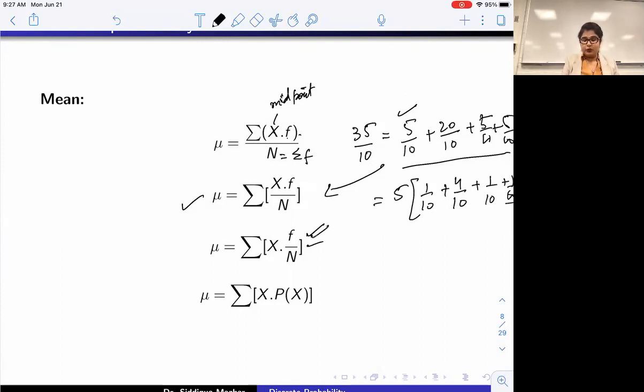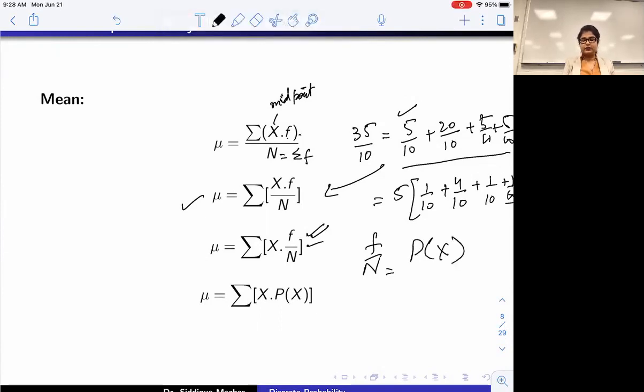And then what does it mean? F by n, what is it? F is the frequency, the number of outcomes, divided by n. N is the number of the sample space, the total number of the sample space we have. So what is it actually, f by n? F is your favorable outcomes and n is the total number of outcomes. This is the definition we read: the number of favorable outcomes divided by the total number of outcomes. This is the definition of classical probability. So this is our P of X.